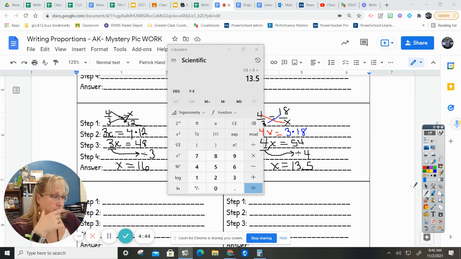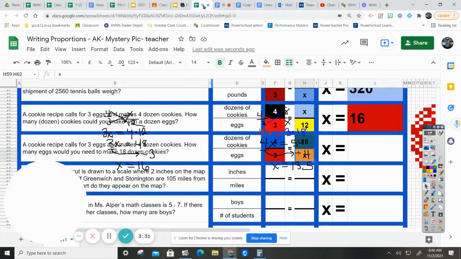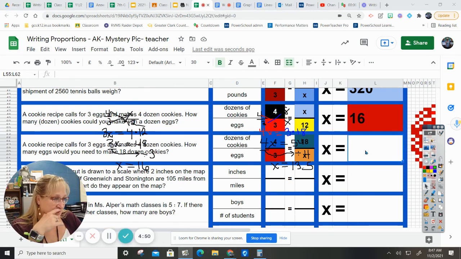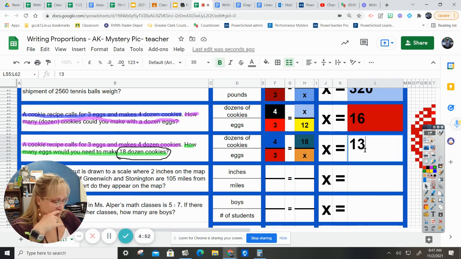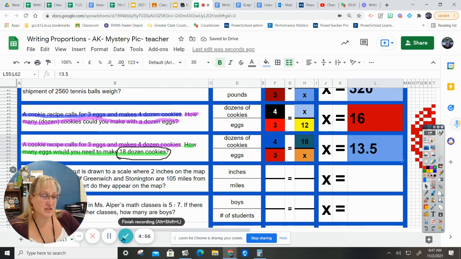I'm not sure how we're going to get a half of an egg, but I guess they just want the number. So this should be 13.5. Yep. There's the answer to these two.